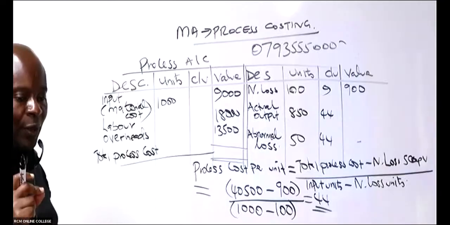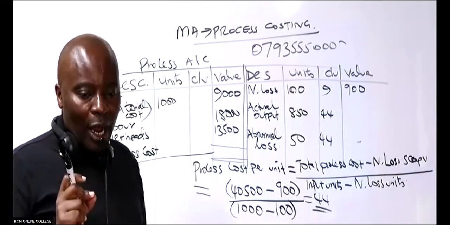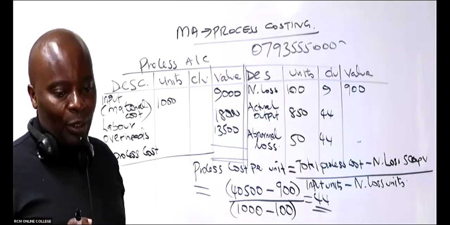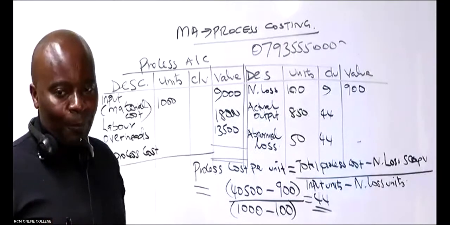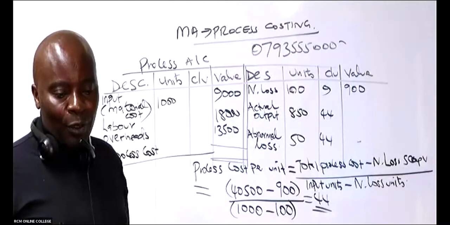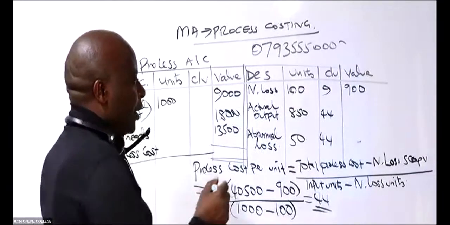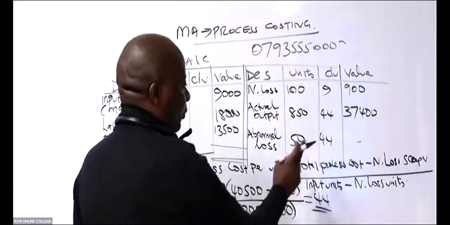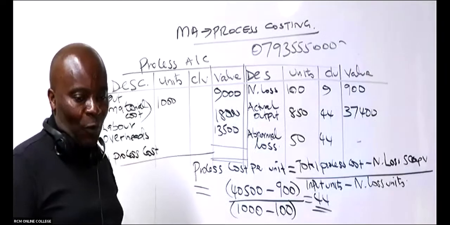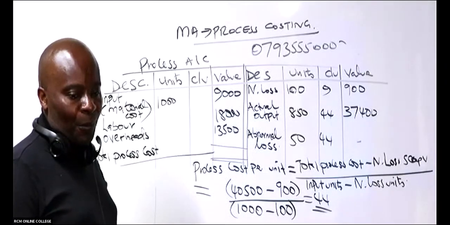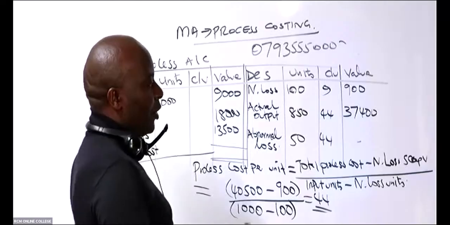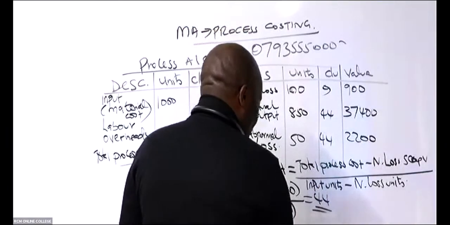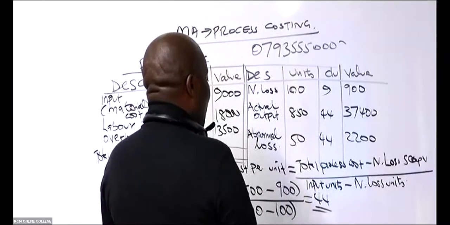So what will be the total value of actual output? 850 times 44, 37,400. And then 50 times 44, because remember, this is per unit. So this gives me 2,200. And you can easily mark for yourselves because this account has to balance.